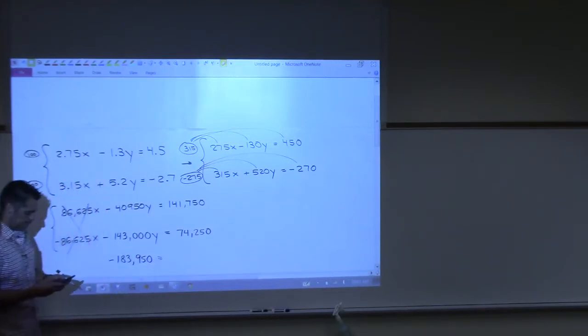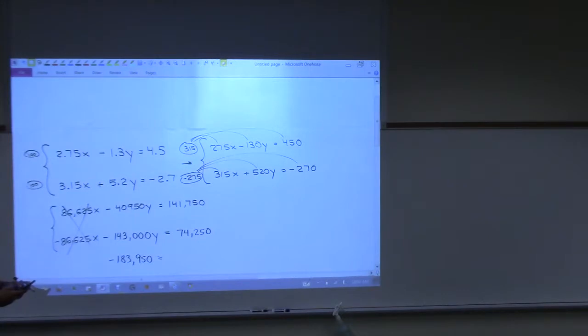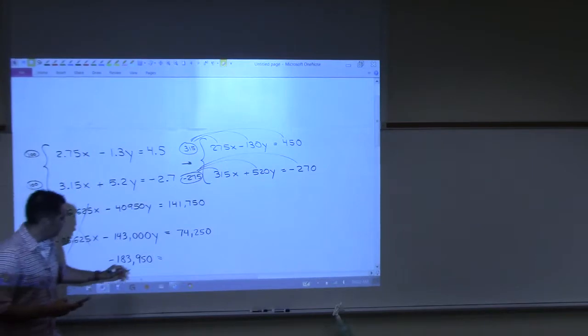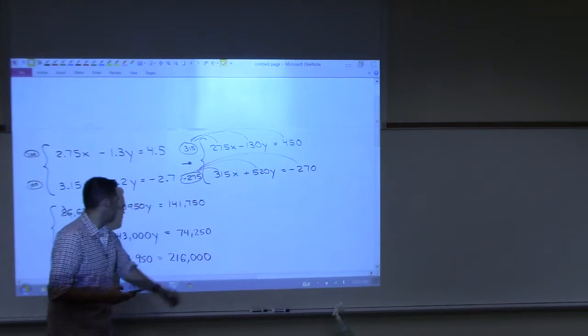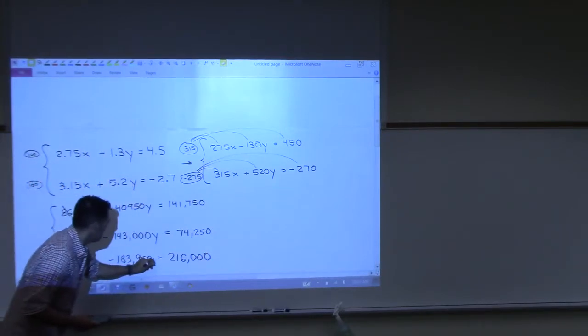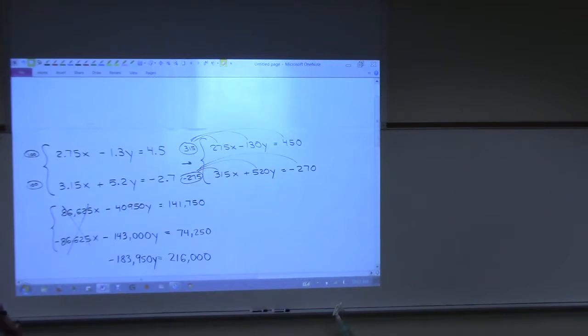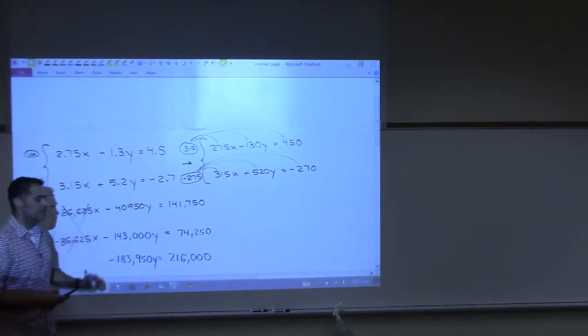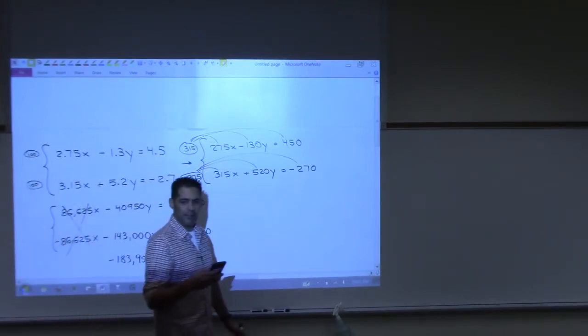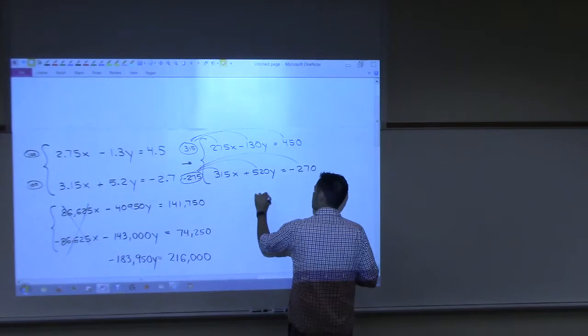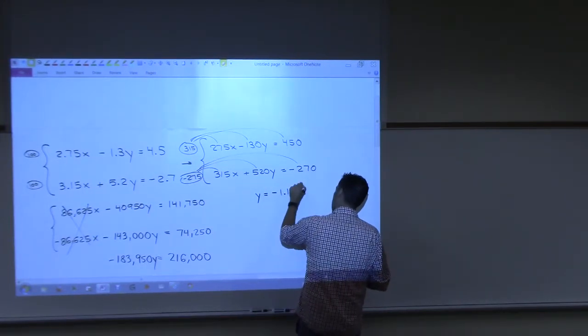equals, now we add down over there, $216,000 straight up. I forgot my y here, sorry, that's y. And now you divide both sides by negative 183,950. Negative 1.17? Okay, so y is equal to negative 1.17. There we go.